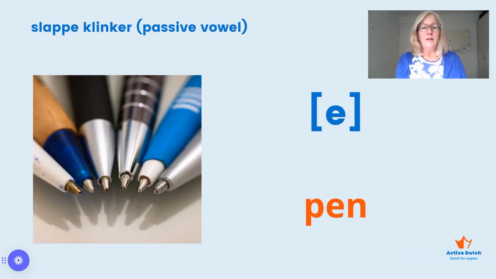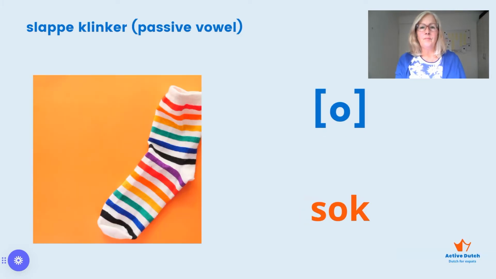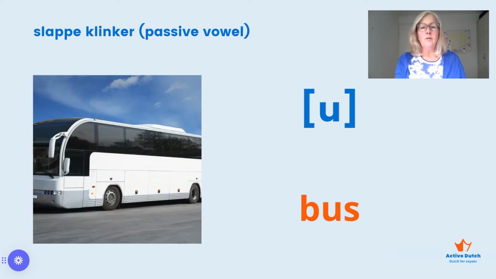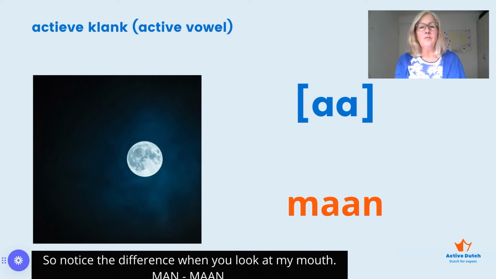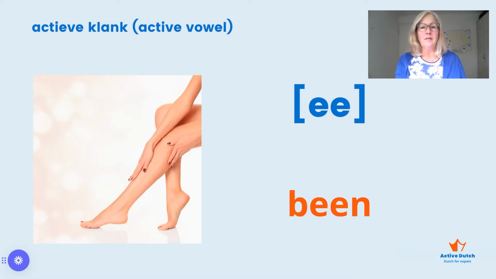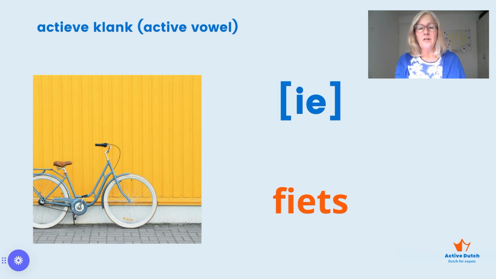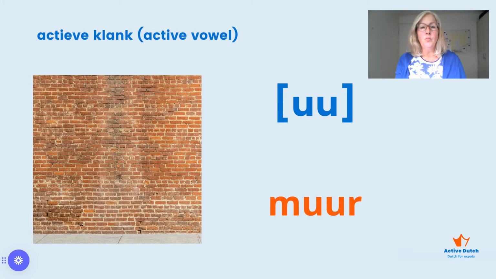E, pen. I, bril. O, sok. U, bus. A, maan. So notice the difference when you look at my mouth. Man, maan. E, been. I, fiets. O, boom. U, muur.